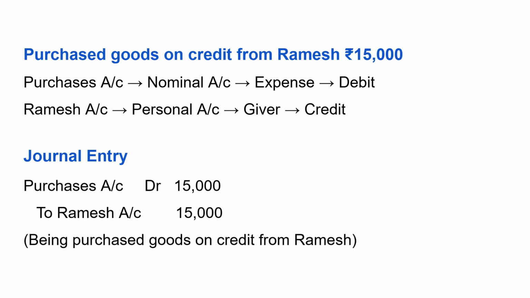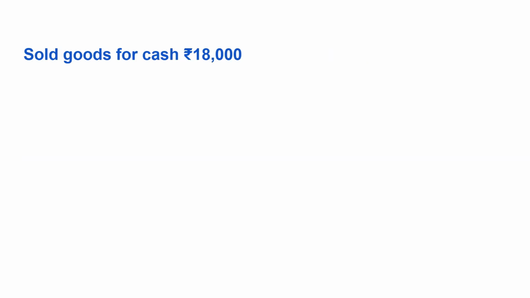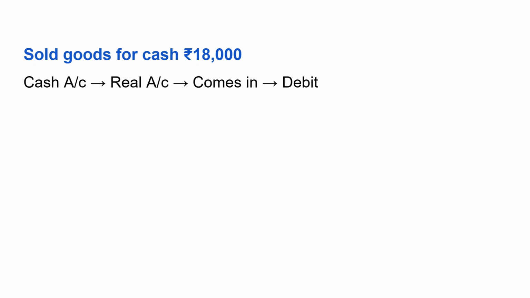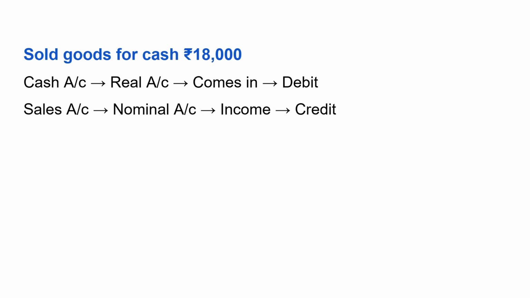Next, sold goods for cash, 18,000 rupees. Here the two accounts affected are cash account and sales account. Cash account is a real account. Why? Because cash comes into the business. When we sell the goods, we receive the cash. So cash comes in, and the rule for real account is debit what comes in.